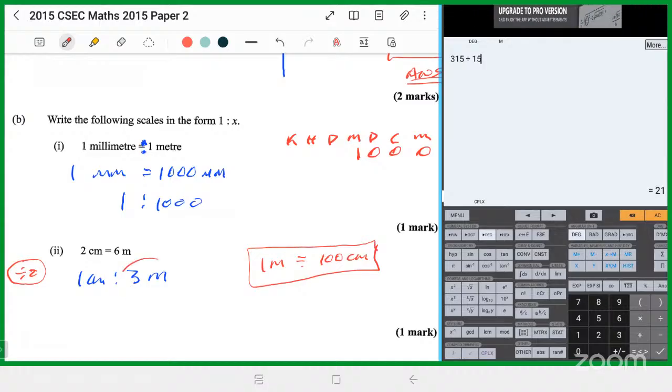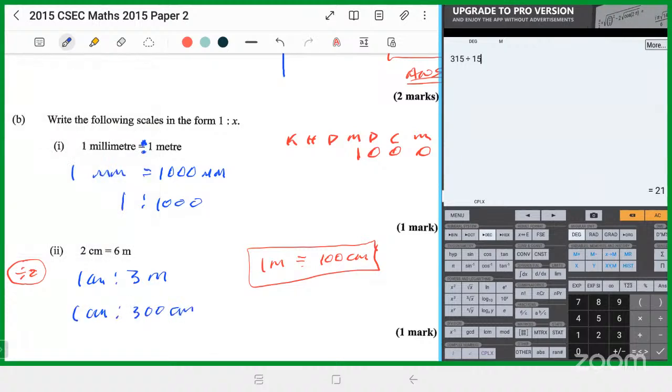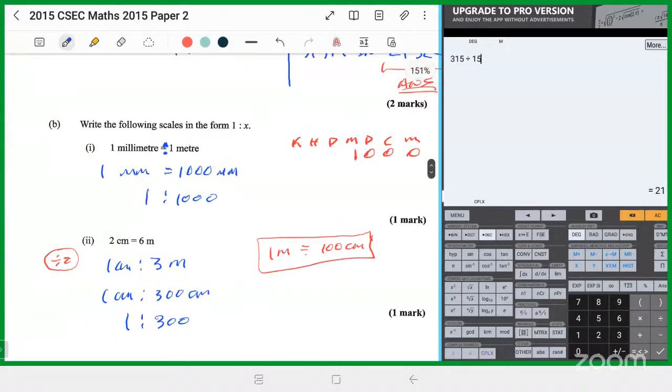And so 3 meters is 300 centimeters. So this ratio becomes 1 centimeter to 300 centimeters. Then you can cancel down the centimeters, divide both sides by the centimeters. And so it becomes 1 to 300, this last one. 1 to 300. That is the answer right there.